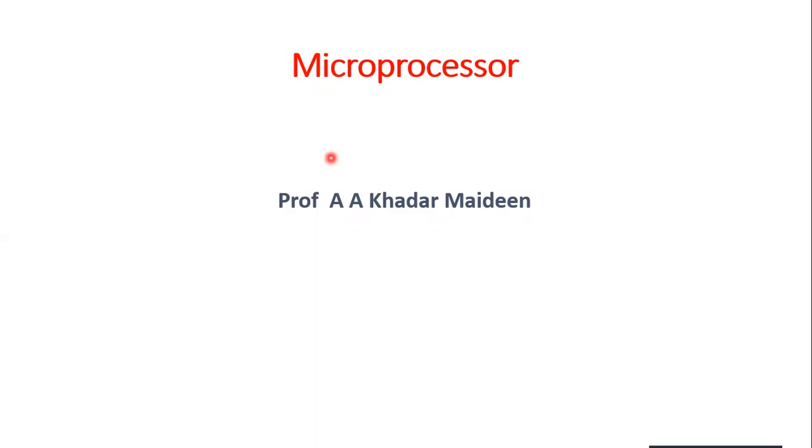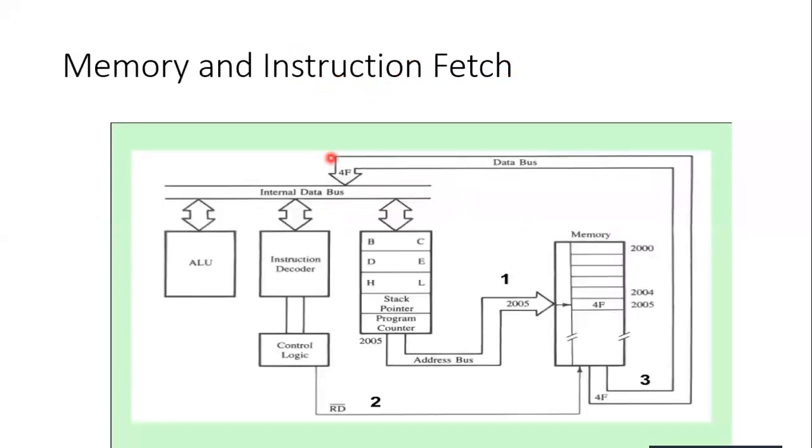Next part of the microprocessor: memory and instruction fetch. How an instruction is fetched from the memory, and that information is transferred to the ALU for performing a task.